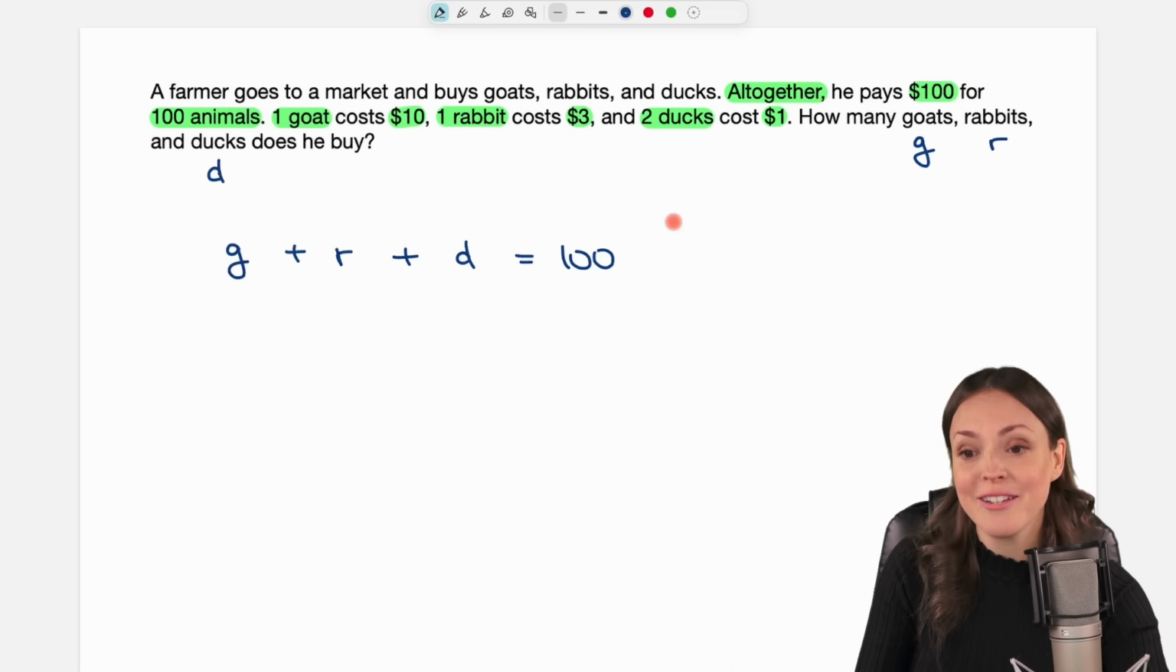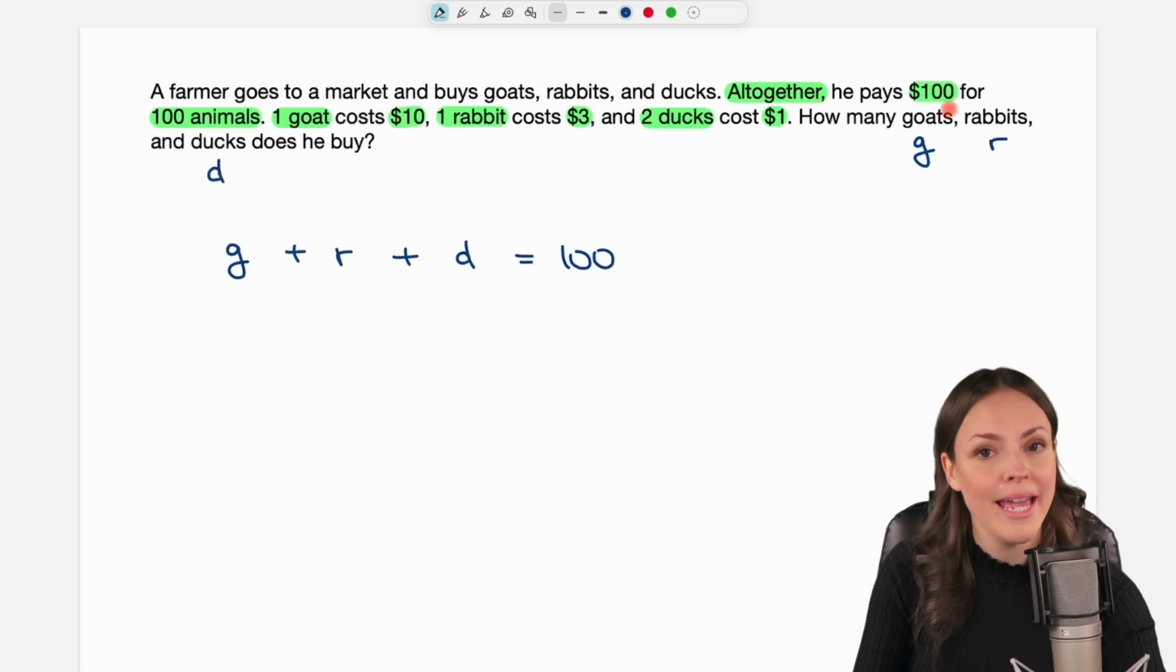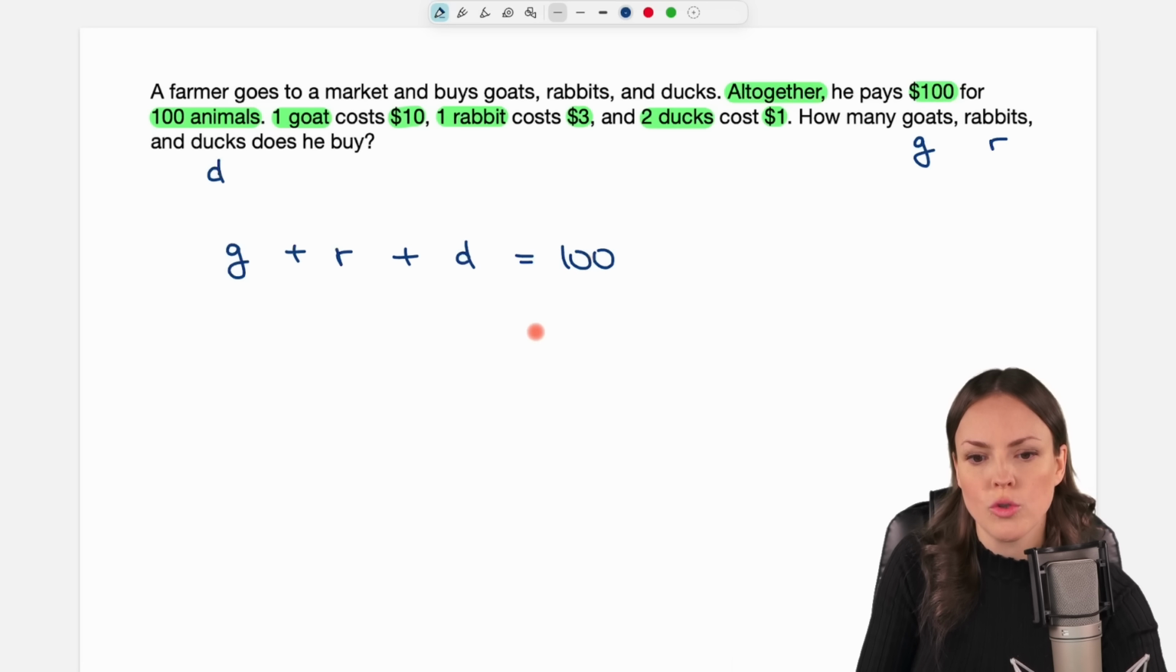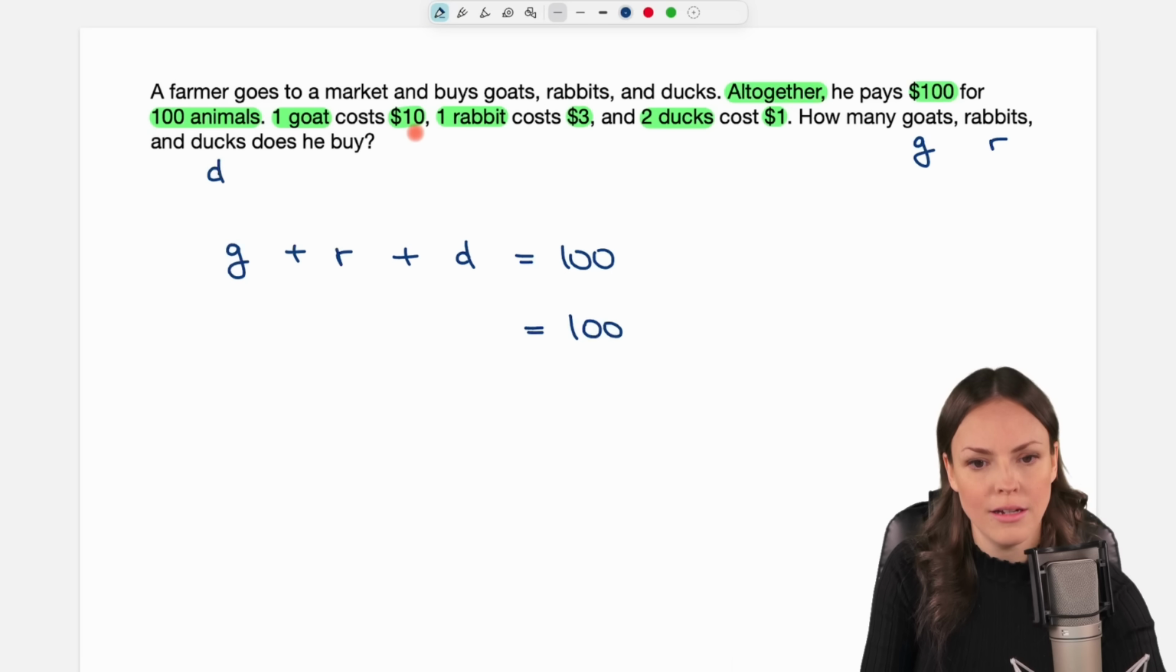But we get more information about the amount he pays. So he spends $100, and these are the prices for the animals. In total, he spends $100, and if he buys G goats, and each goat costs $10, then he spends 10 times G on the goats. So 10G goes in here.